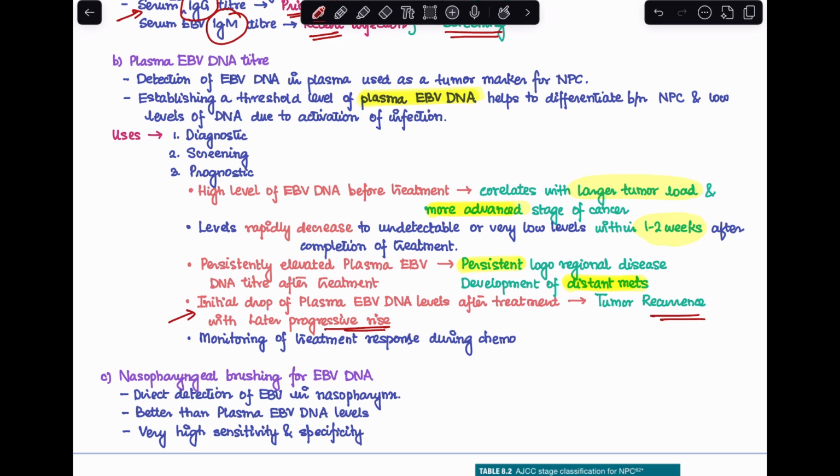So all of these, you can see how this is helping us prognostically. Before we start treatment, we find out whether this is an advanced disease or not. Then we see response to the treatment. Sometimes there can be persistently elevated levels despite treatment. That means there is a persistent disease. But if the levels drop and they increase again after that, that is a recurrent tumor. So you can see how plasma Epstein-Barr virus DNA levels play a very important role not only in the diagnosis and screening of the disease, but also in prognostic follow-up.